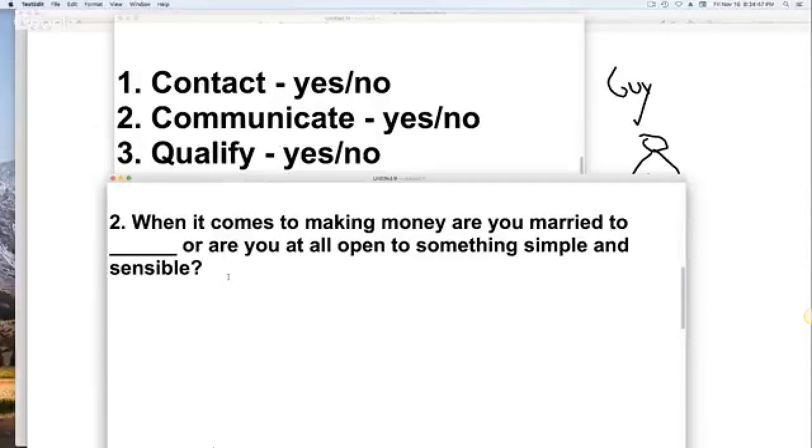Qualify. When it comes to making money, are you married to blank? Are you open at all? Something simple and sensible. Again, are you completely dedicated to being a baker, or if something came along where you could make a bunch of extra money but it was simple and sensible, would you be open to looking at it? Well, what is it? Well, I'm happy to share the info with you if you're open to something like that. Are you open to something like that? Yeah. What is it? Okay, great.